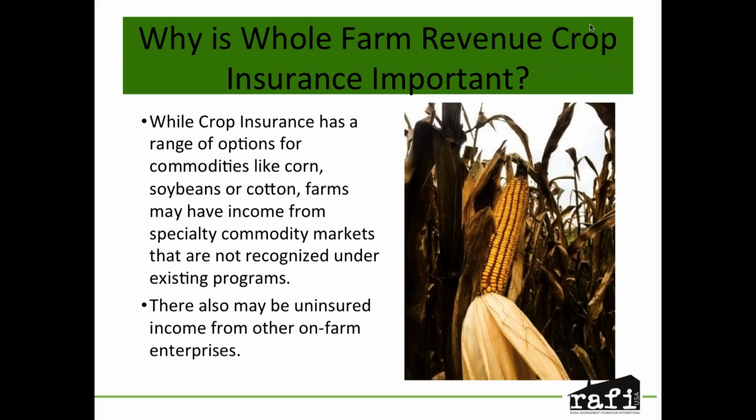So there may be uninsured income either from their regular commodity crops going into specialty markets. I used to work with some soybean growers who were selling soybeans into a tofu market in Japan that was a higher value of soybeans. That added value could be covered here. Or there may be an uninsured other on-farm enterprise.